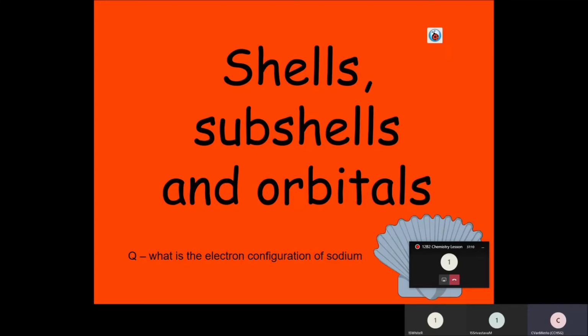Okay, so the next bit that we're going to have a look at is electron configurations. What we need to do is look in a little bit more detail at the electron configurations in comparison with what you did at GCSE. So on the piece of paper, could you write down the electron configuration of sodium, please?